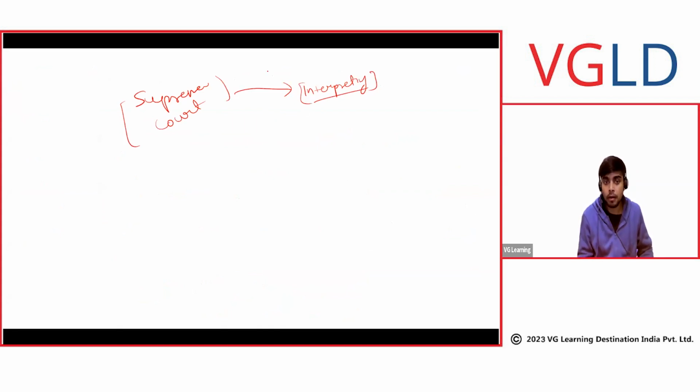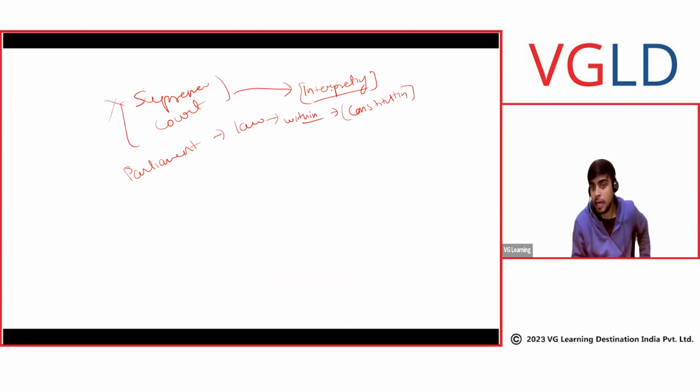If parliament, or let's say the legislature, makes any law that is within the bounds of the constitution, then the Supreme Court cannot do anything. It can only interpret it. It cannot reject it, because if parliament has made a law which is within the constitution, then it is okay.